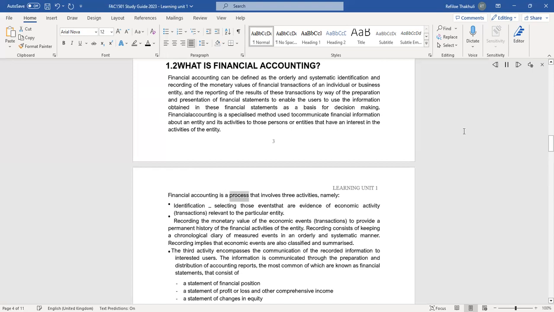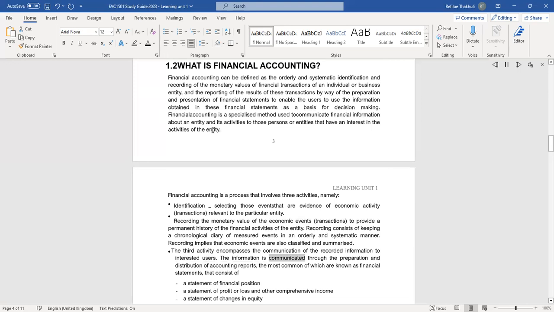Financial accounting is a process that involves three activities, namely: identification, selecting those events that are evidence of economic activity, transactions, relevant to the particular entity; recording the monetary value of the economic events, transactions, to provide a permanent history of the financial activities of the entity. Recording consists of keeping a chronological diary of measured events in an orderly and systematic manner. Recording implies that economic events are also classified and summarized. The third activity encompasses the communication of the recorded information to interested users.